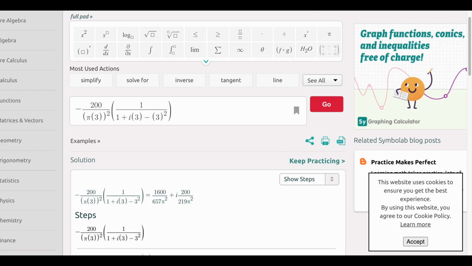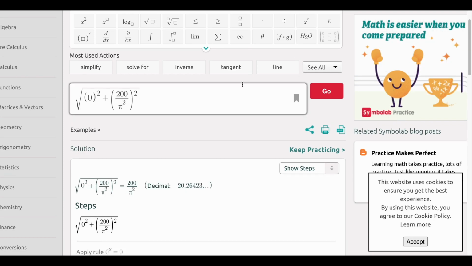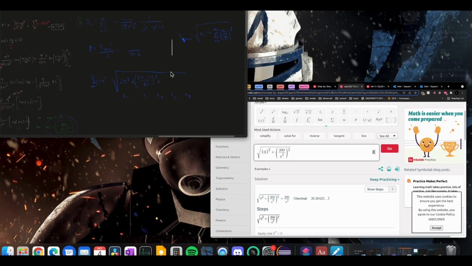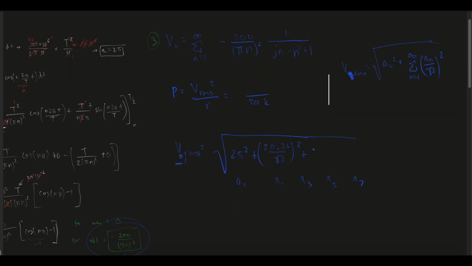Now we're going to take these values and plug them into our square root. And then once we do that, we should get 0.26352 over, well, we're just going to get the first part, but we need to put it over a square root of 2 and square it. And that's going to be for our A3.